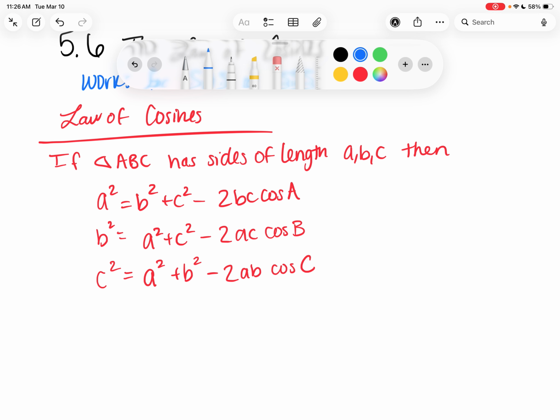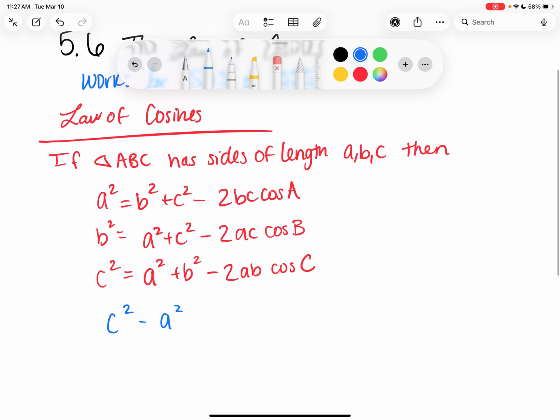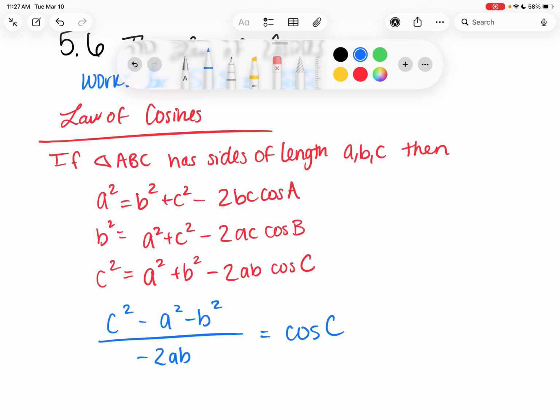So a manipulation of this, I'm just going to do this bottom one since it's down here. If I wanted to solve for angle C instead, I would subtract the A squared and the B squared, and then I'm going to divide by my negative 2AB. So I'm going to have C squared minus A squared minus B squared over negative 2AB is equal to cosine of C. And then to solve this, we take the inverse. So this is going to go away, and I do the inverse cosine of all of that is equal to angle C. And it works the same way for the other ones as well, obviously, just different letters put in there.